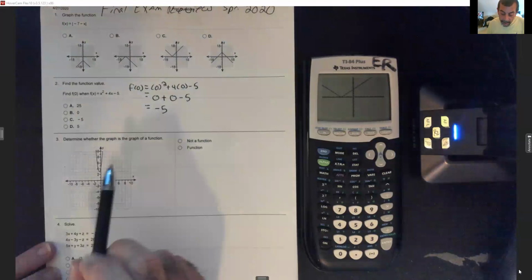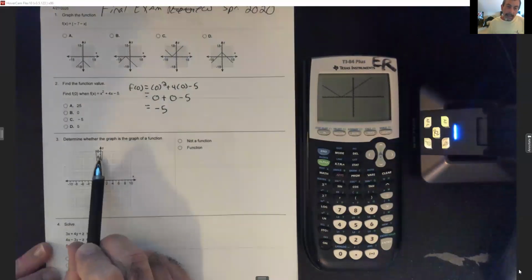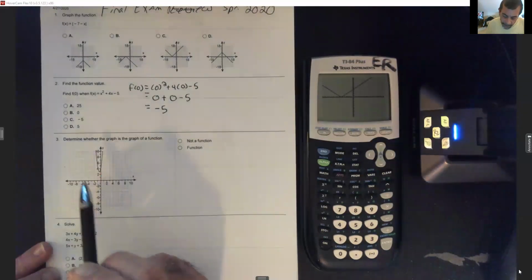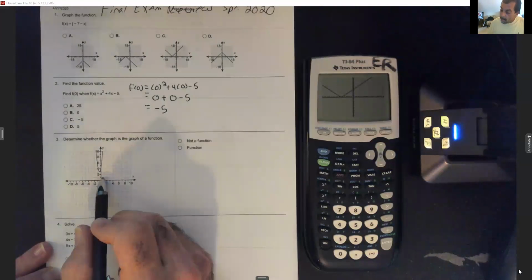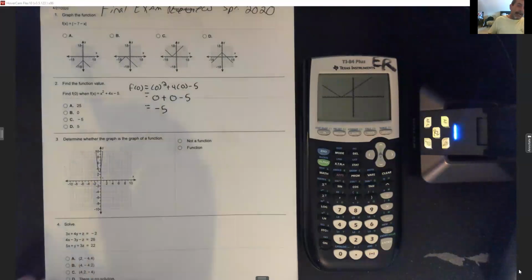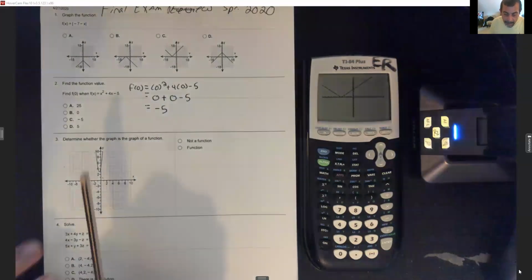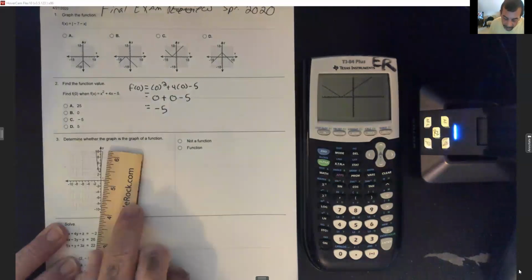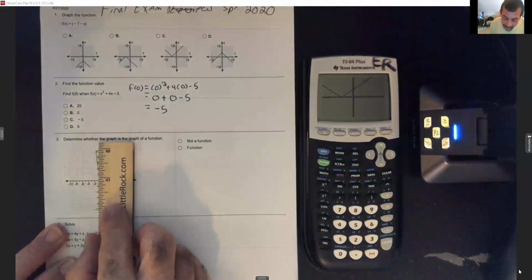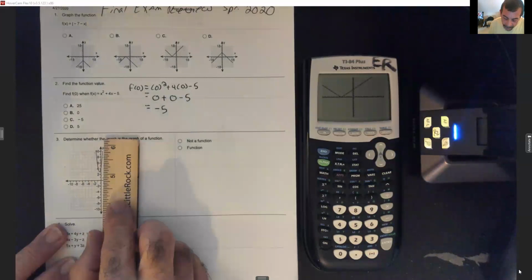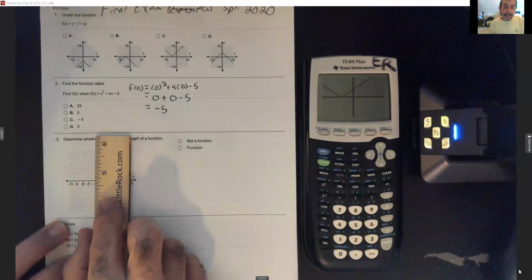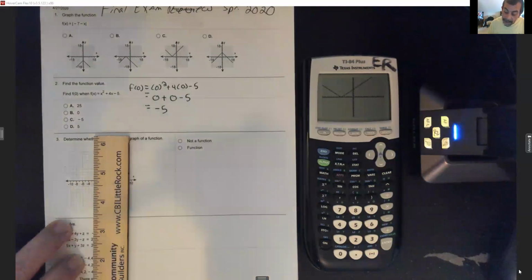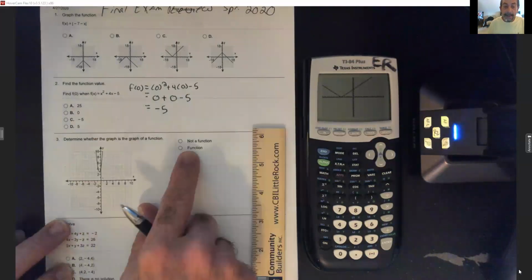All right, this wants to know if the graph is a function or not. If it's a function, every x value can only have one y value. Or, remember, we could pass a vertical line along the graph, left to right, and if that vertical line crosses that graph more than once, it's not a function. And if you notice on that parabola, everywhere I put that, it only touches it once. So that is, yes, definitely a function.